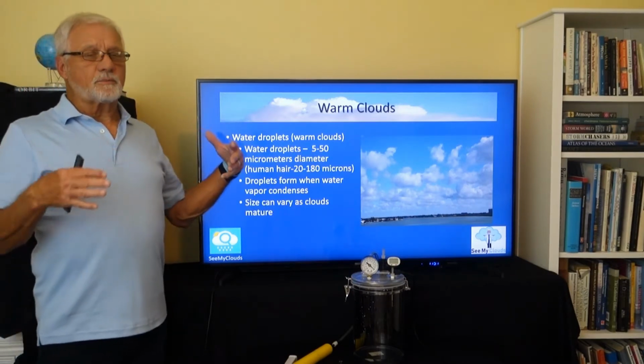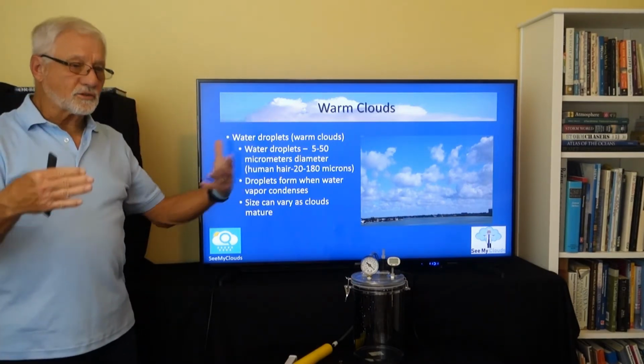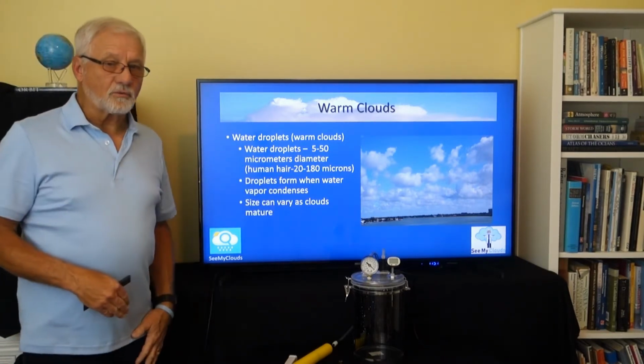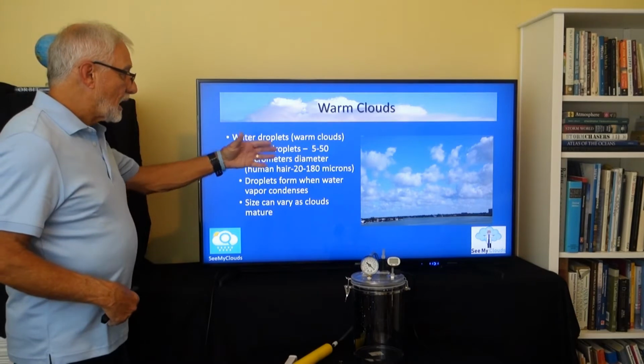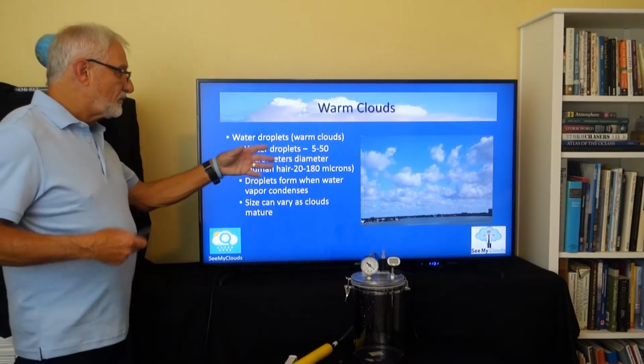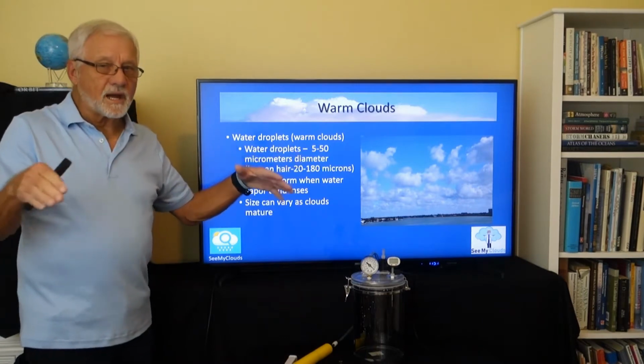So we're going to split these up into two types of clouds. I'm going to call them warm clouds and cold clouds. And the warm clouds are clouds which are basically above freezing. And those clouds are composed of water droplets. And those droplets have dimensions of about 5 to 50 microns.